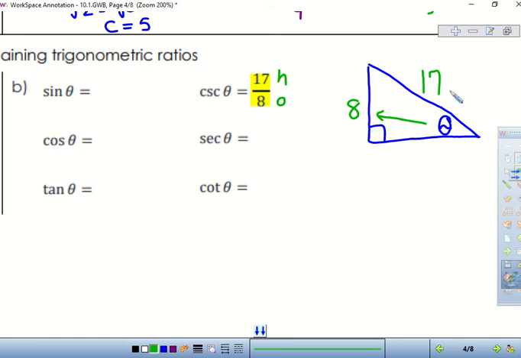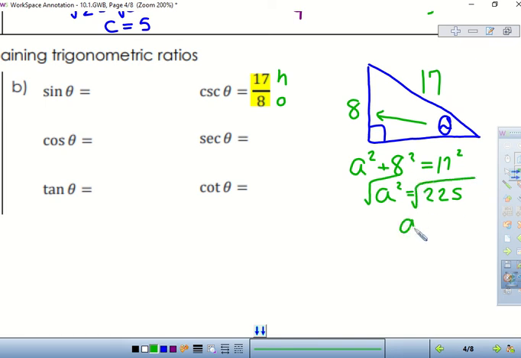So, what do we do next? Find the missing side. Yes, correct. So that's going to be a squared plus 8 squared is equal to 17 squared. That's going to be a squared is equal to 225. I take the square root of both sides. That gives me a equals 15. So this side right here is 15.